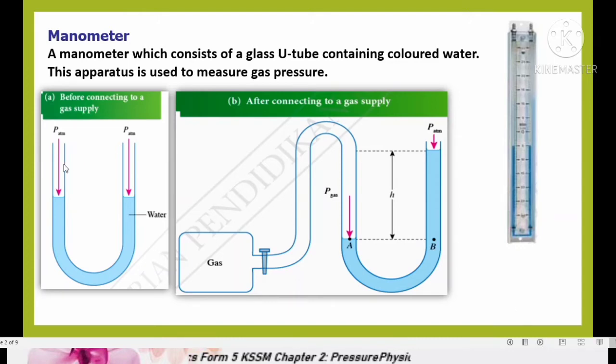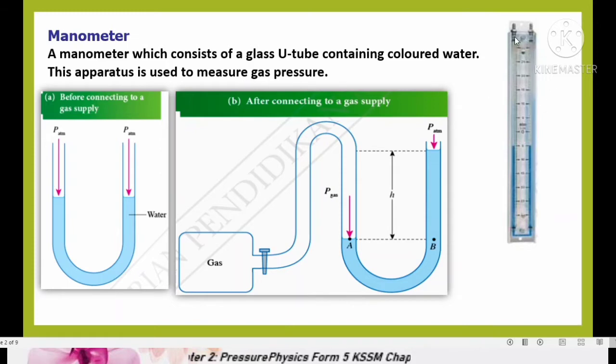This is an instrument that can be used to determine gas pressure. A manometer. A manometer consists of a glass U-tube containing colored water. Just plain water, so you just add color, whatever color that you have, red color or green color. This apparatus is used to measure gas pressure.